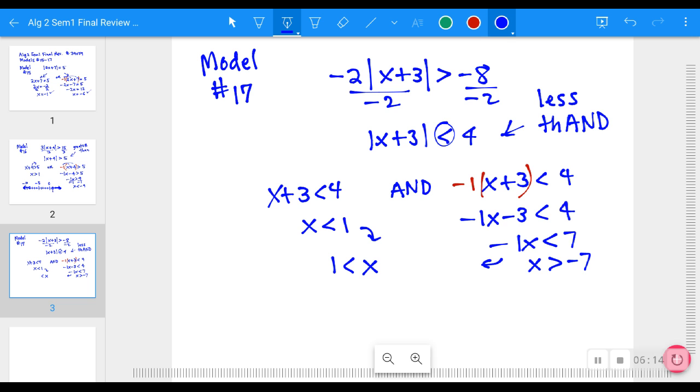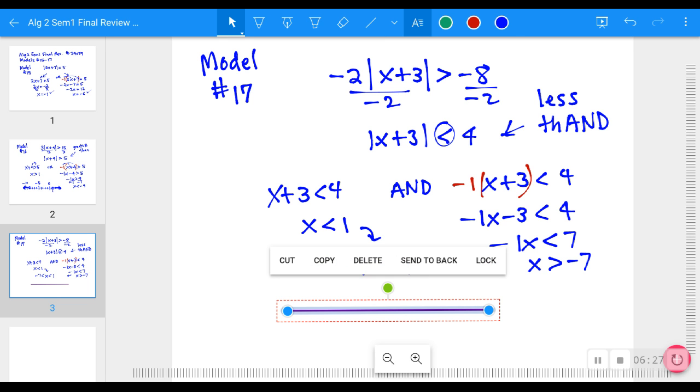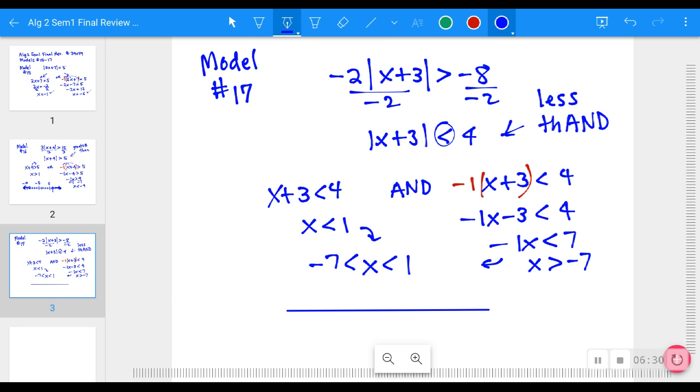We need to shade the numbers that are in between 1 and negative 7. Smaller number goes on the left on positive 1. So the graph is going to be all the numbers in between those values. So I'll put 0 there. 1, 2, 3, 4. There's negative 5. The numbers in between negative 7 and positive 1 are the ones that work in this graph.